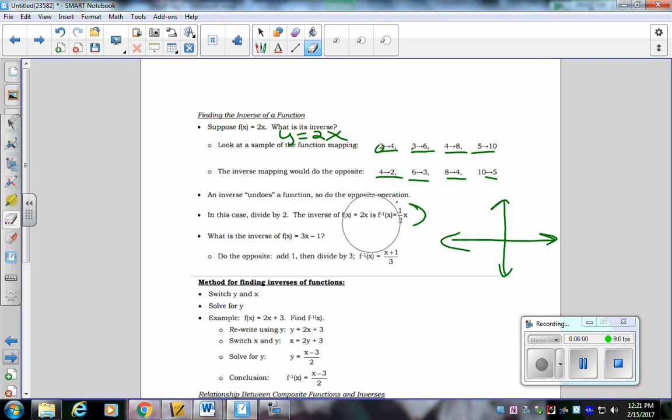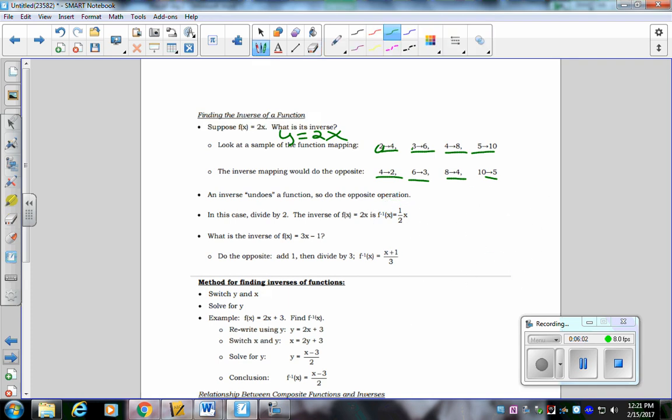So the inverse of 3x minus 1. Let me show you the method that works every time. Okay, you can think your way through it. Or, first things first, replace f of x with y. So y equals 3x minus 1. Then I'm going to go ahead and switch my x and my y.